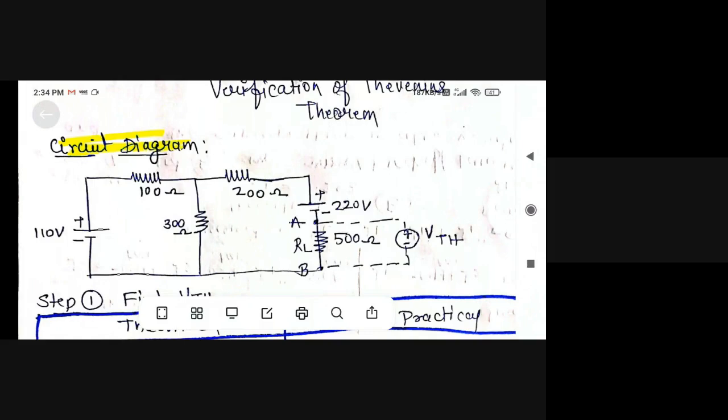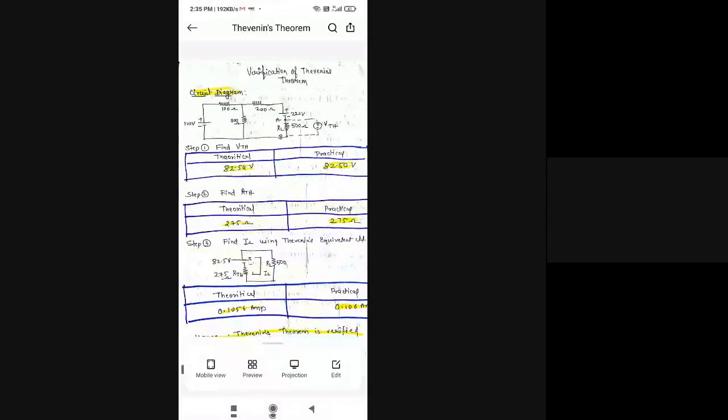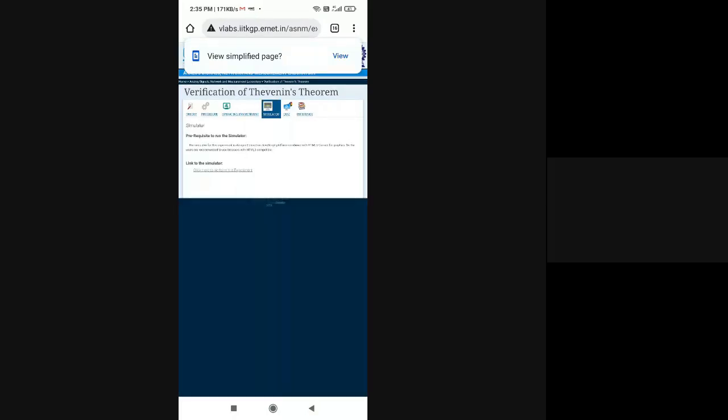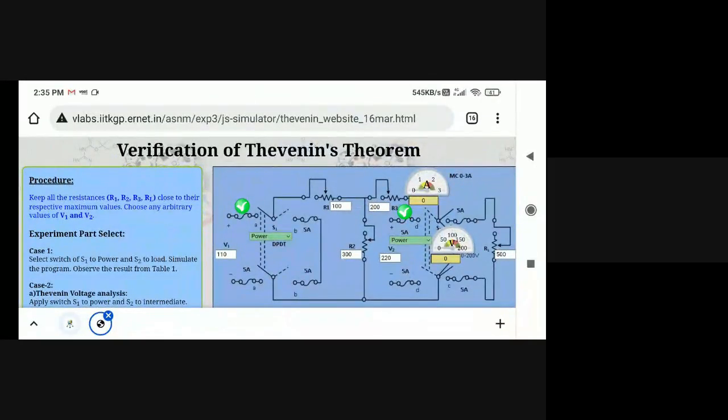As we used VLab, the virtual lab, for the superposition theorem, here also I am going to use the virtual lab with the same values placed as placed theoretically. So we'll directly go to the simulator. Now see step by step. This is our circuit diagram that we have already discussed.